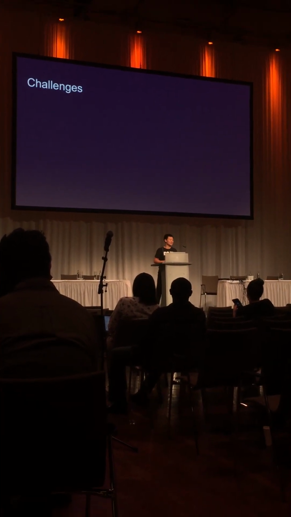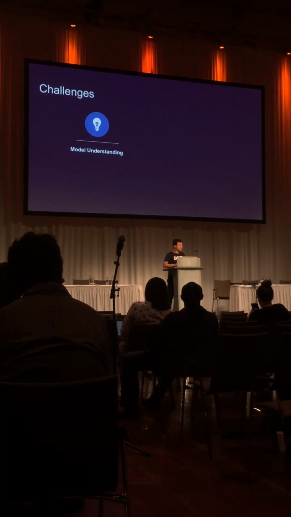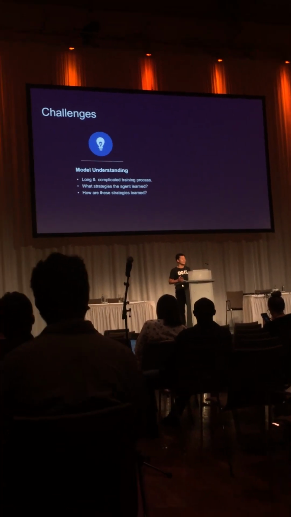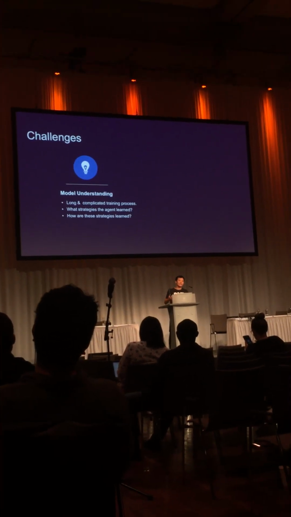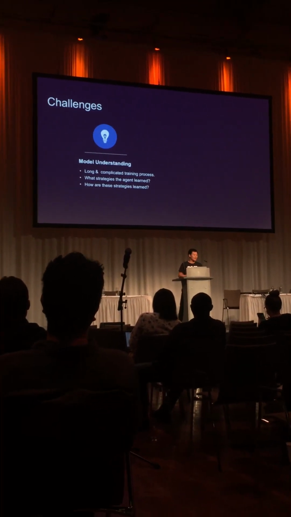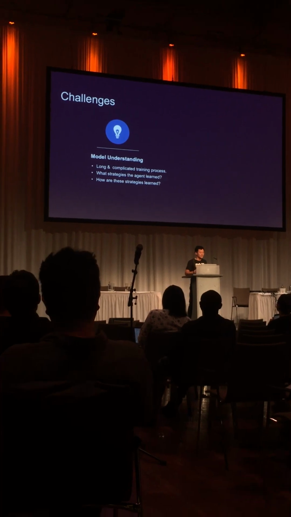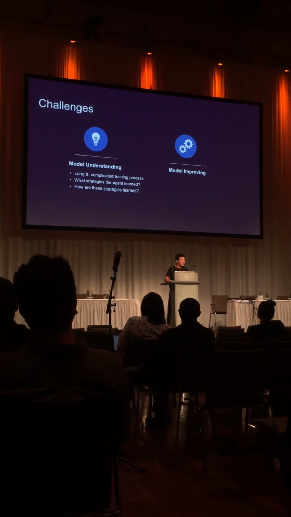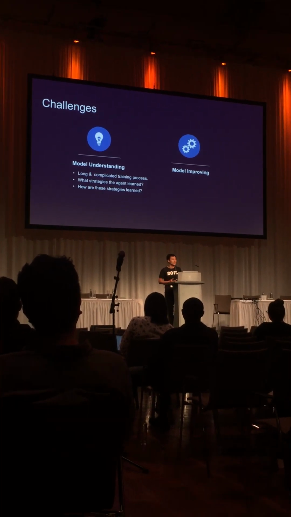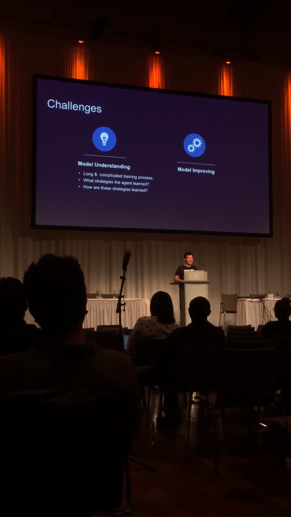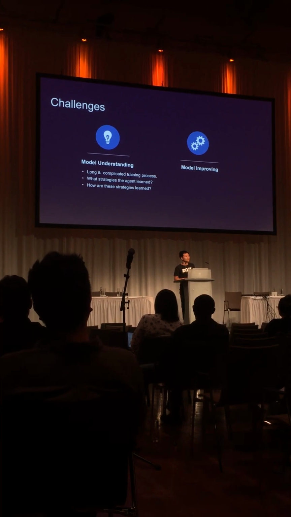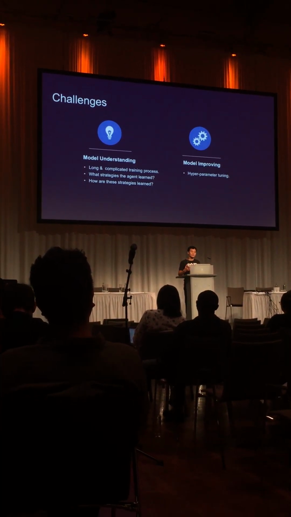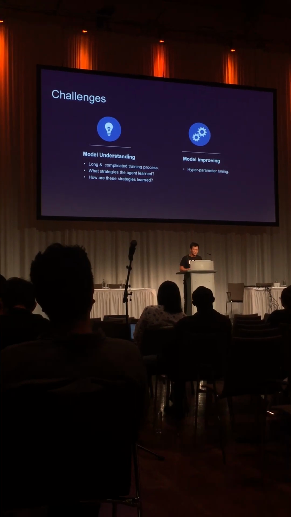So here come the challenges. First, for model understanding, it's a long, complicated process. It's not clear what kind of strategy the agent learned and how those strategies are learned. And of course, we don't want to stop there. We want to improve the model, but it's a non-trivial task to tune the parameters to get a better model. So we also try to solve this kind of problem.